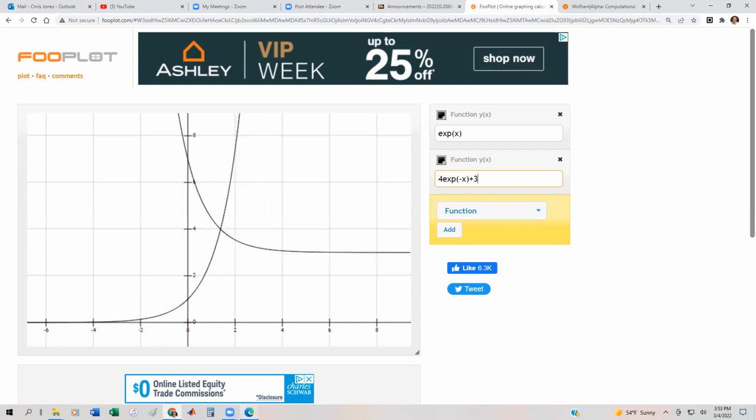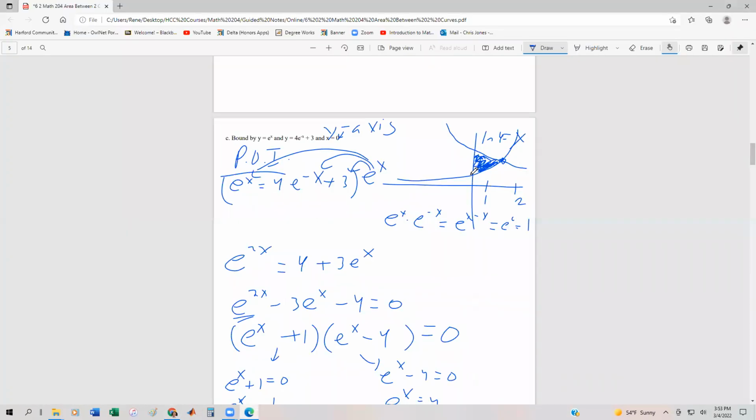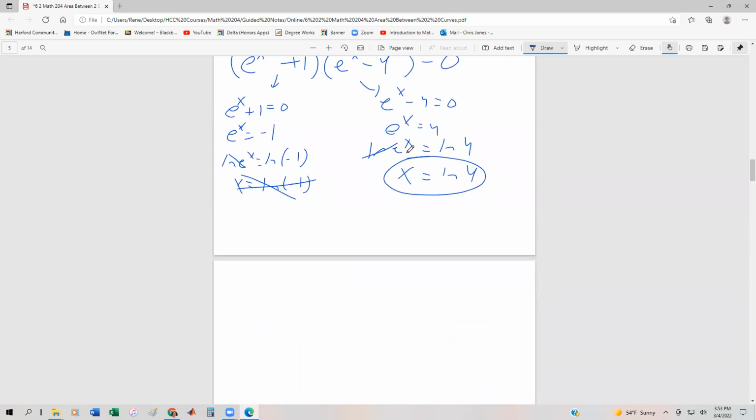The lower bound is going to be 0, okay? Because remember, our graph starts right here when x is equal to 0. And so now what we can do is set up an integral to represent this area. So this is our function e to the x, the lower bound, and then the upper bound is going to be y equals 4e to the minus x plus 3.